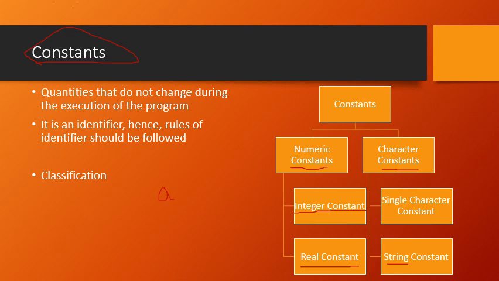There is one concept called data type. In the upcoming sessions we will learn it. So constants are the quantities which will never change during the execution of the program. These constants can be numeric, that is in number format, or in character format. Number means it can be a whole number, which we call an integer constant, or a fractional number, which we call a real constant. Then for the character constant, we can have a single character, or even a group of characters, which is called a string constant.